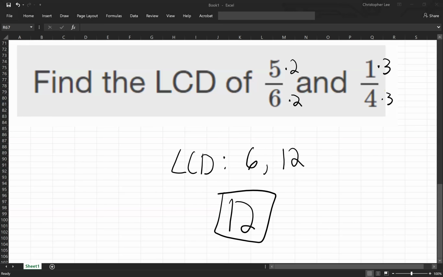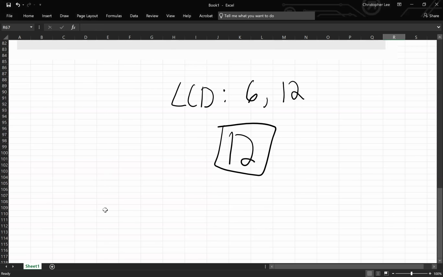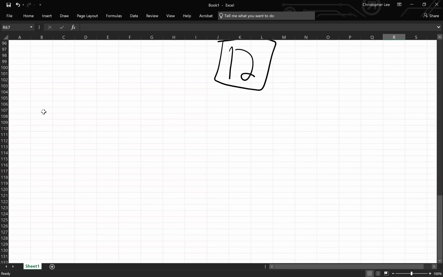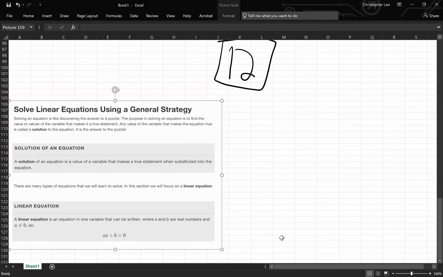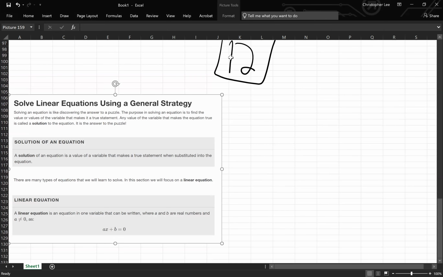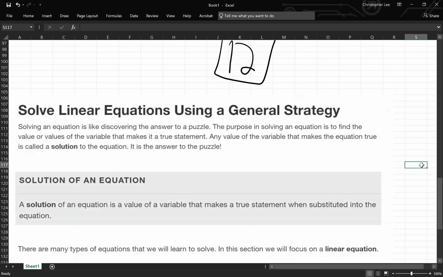So we gonna transition a little bit from our arithmetic lesson into algebra. I think we pretty much covered all the arithmetic that we need, right? Adding numbers, subtracting numbers, multiplying numbers, and fractions, we're pretty much good with that. So here's what we get into today. All right. So we're going to be talking about solving linear equations using a general strategy.